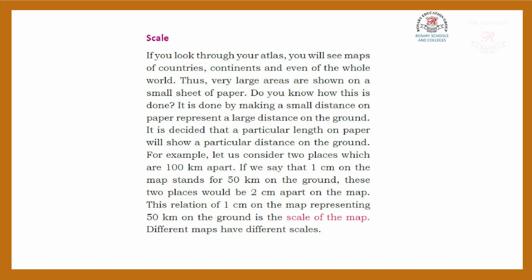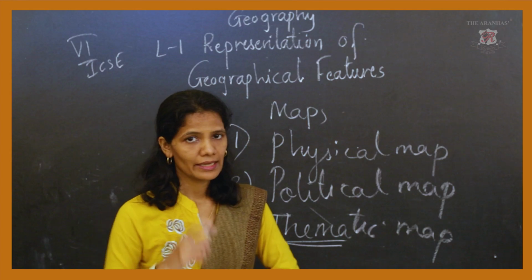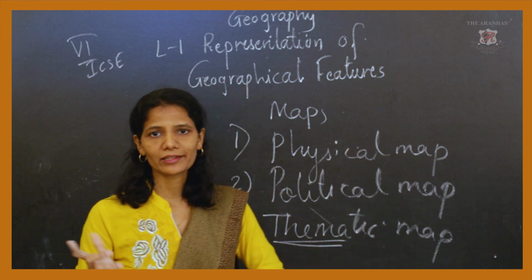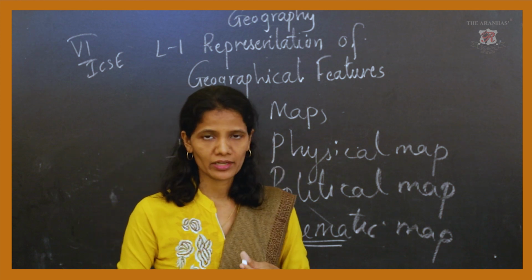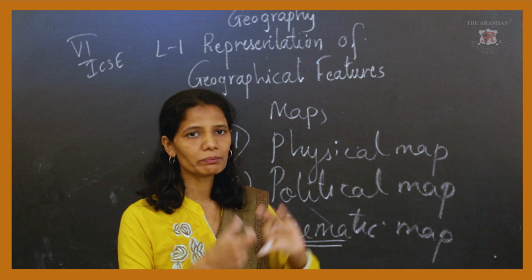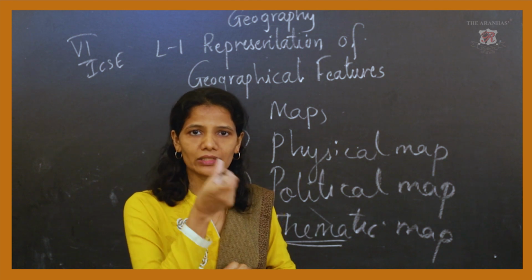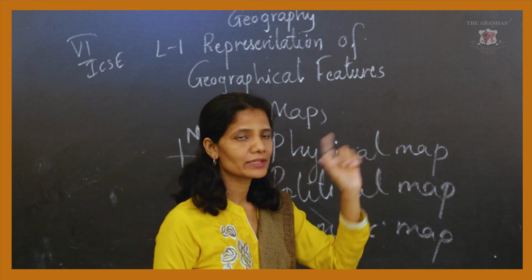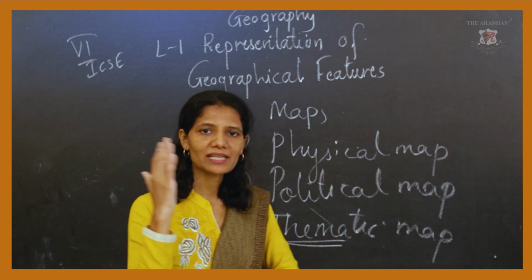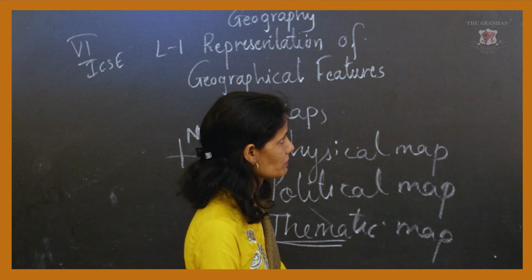Now if you see a map, the scale is given on it. In some maps it is given as 1 centimeter equal to 100 kilometers, 50 kilometers, or 10 kilometers, depending on the map you are taking. For example, if you are taking a world map, the scale here will be larger. If you are talking about a city or a town, the unit will be different. So each and every map has a different unit of scale measurement.